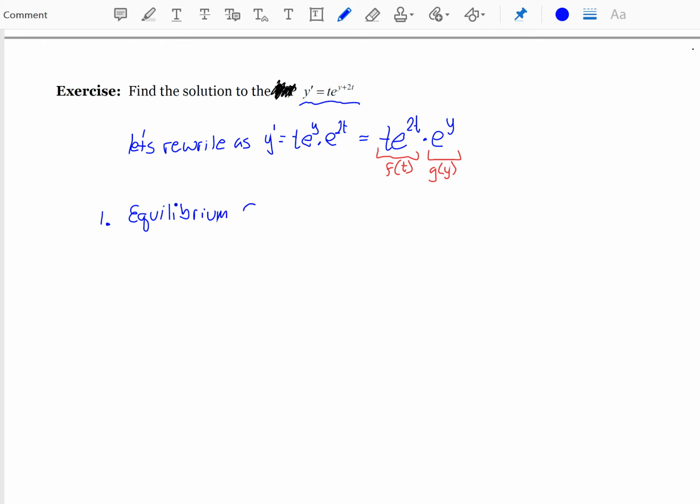Now let's look for our equilibrium solutions. Remember, for our equilibrium solutions, we grab our g of y, which is, in this case, e to the y, and recognize that e to the y is never 0. This tells us that there are no equilibrium solutions.